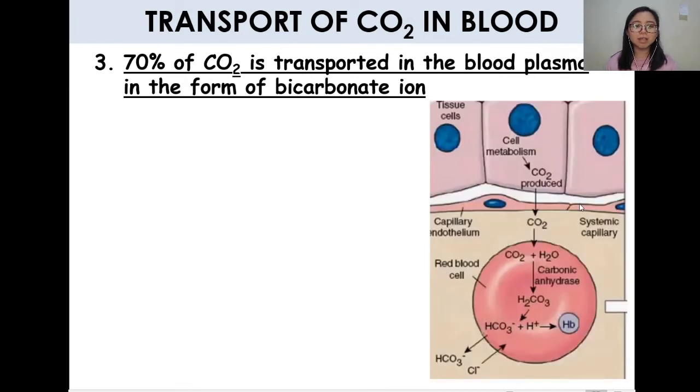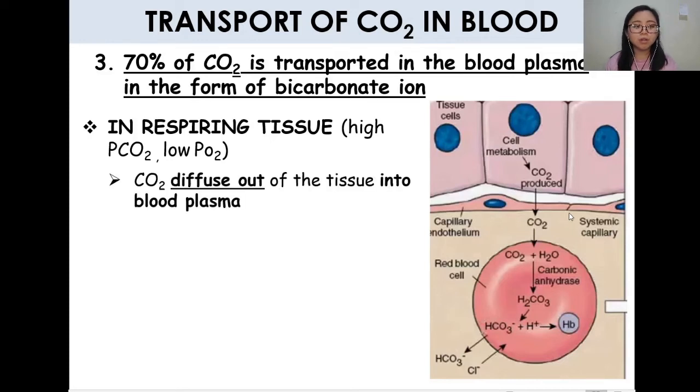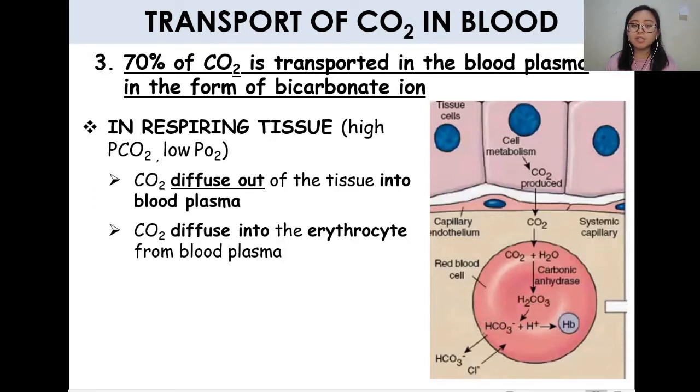The third method of carbon dioxide in blood is a large amount of that carbon dioxide, about 70%, will be transported in the blood plasma in the form of bicarbonate ion. How does this happen? Let's take a look. In the respiring tissue, you will have high partial pressure of carbon dioxide and low partial pressure of oxygen. Carbon dioxide diffuse out of the tissue into the blood plasma. Carbon dioxide will diffuse into the erythrocyte from the blood plasma.